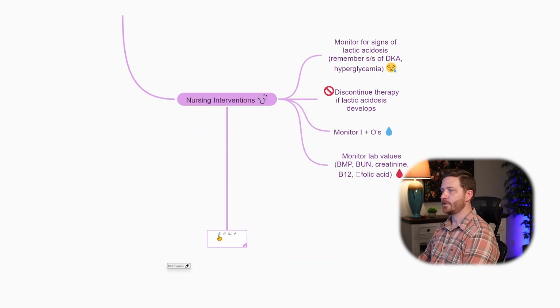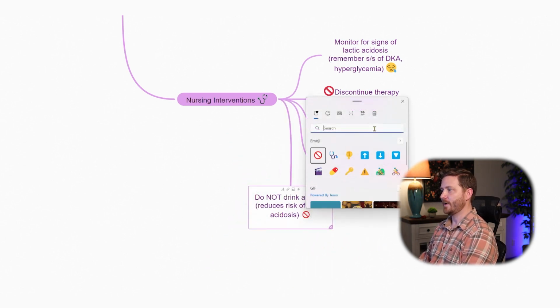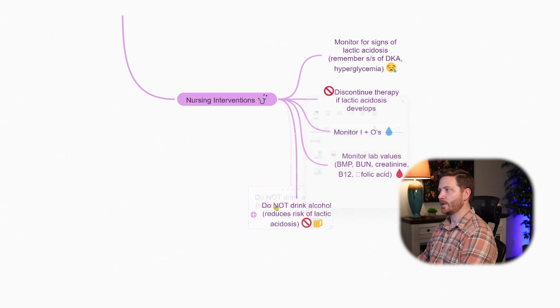All right, let's add in our 2 last nursing interventions here, and that's do not drink the alcohol. All right, so advise against alcohol. So we're going to tell them not to drink the alcohol.